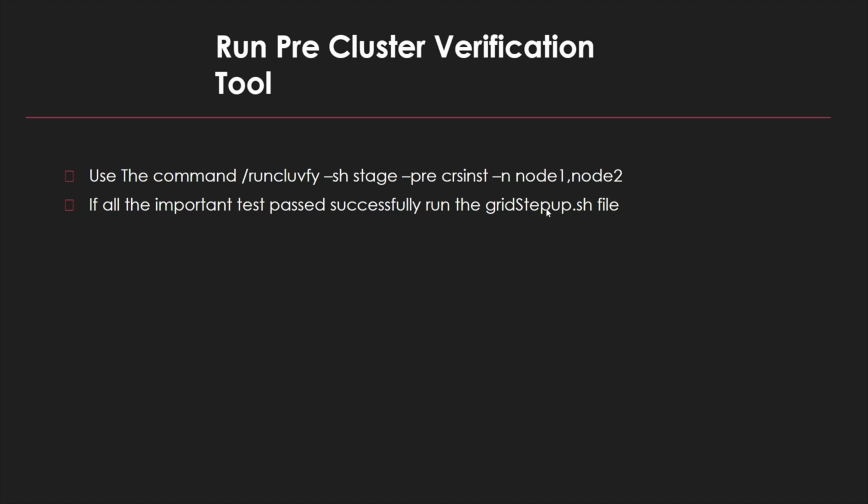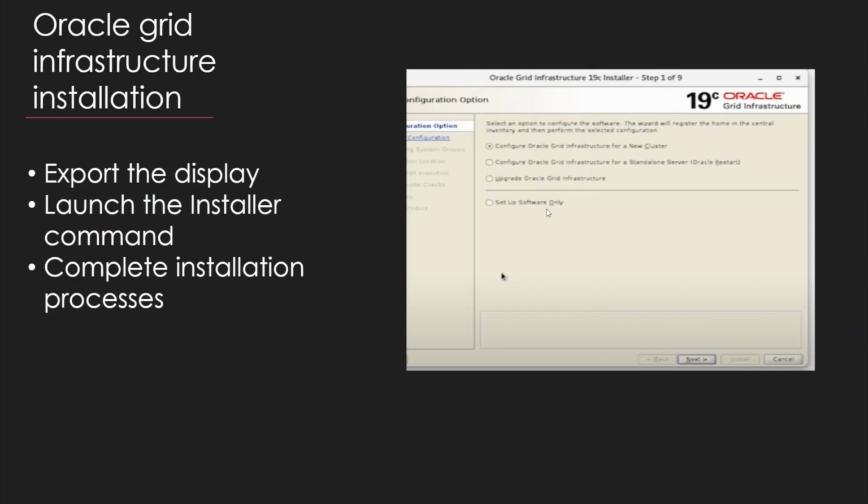So for the pre-cluster tool, to make sure that everything is alright, you run cluvfy.sh stage -pre crsinst, because it's not the reinstall, then -n, and then node1 and node2. So it tests both nodes. Then if the test passes successfully, the grid setup will show.